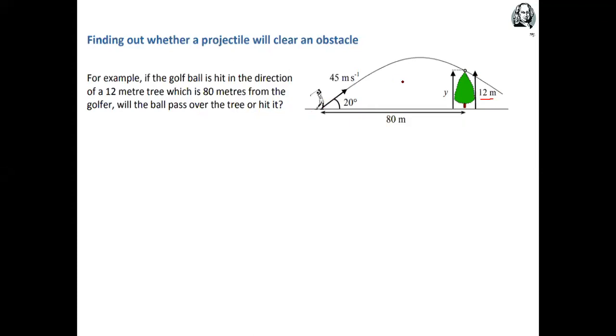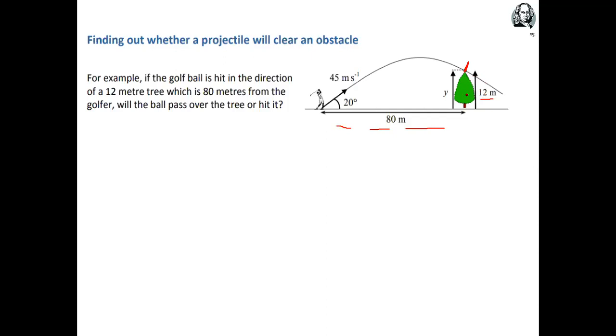So how can we find this? First of all, we need to find the time to reach this position, because we are given the horizontal distance of 80 meter and the initial velocity, so we can find time. When we find time, then we can find the height at this position. If this height is more than 12 meter, then it will cross the tree and not hit it. But if this height is less than 12, definitely it will hit the tree.